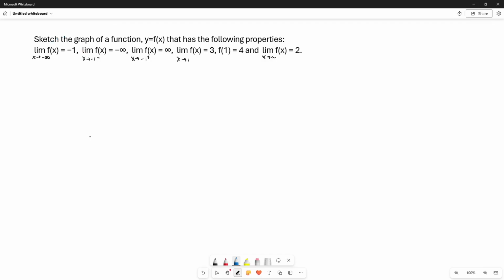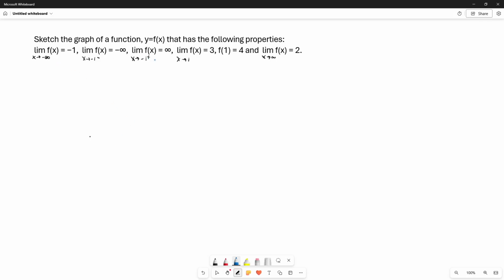Okay, we would like to sketch the graph of a function that has the following properties. We have a limit as x goes to negative infinity. We have a one-sided limit that is negative infinity. We have another one-sided limit that is positive infinity. We have a two-sided limit that is 3. We have a function value, and we have a limit as x goes to infinity.